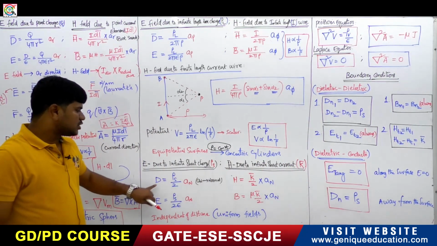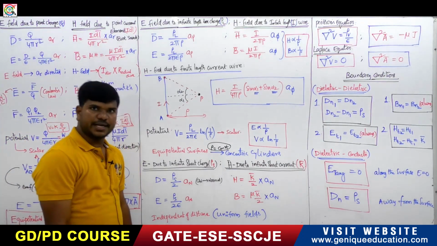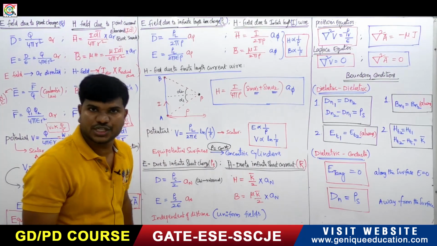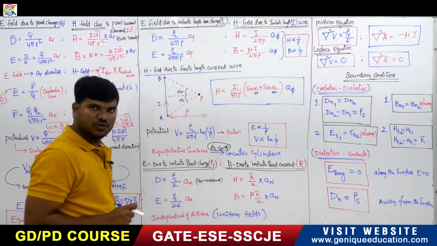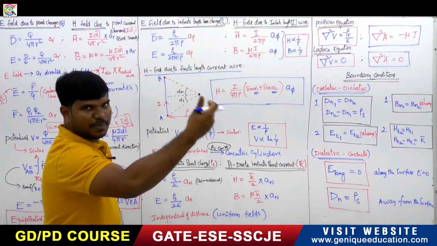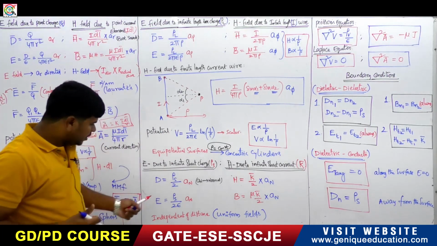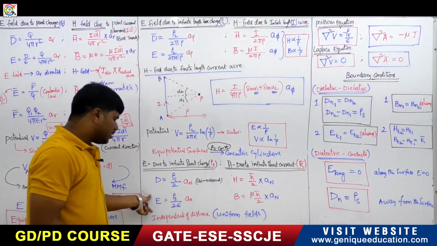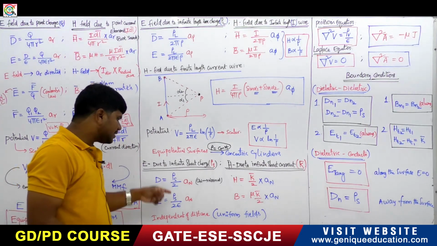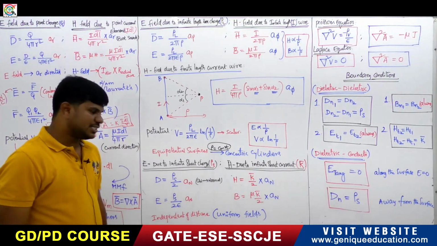So D is equal to rho s divided by 2 times an, where an is the normal component from the sheet charge to the point. That is the point you have to understand. This normal component may be in the x direction or minus x direction, or plus or minus y direction, plus or minus z direction, like that. Similarly, we know E is equal to D by epsilon, so you can write E as rho s divided by 2 epsilon times an. The direction is the same here.